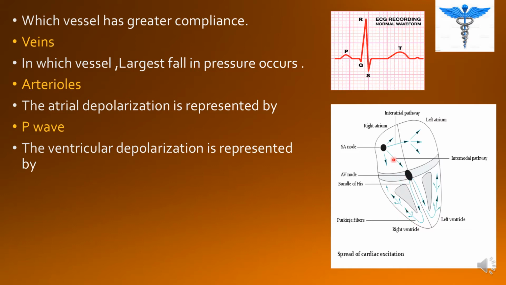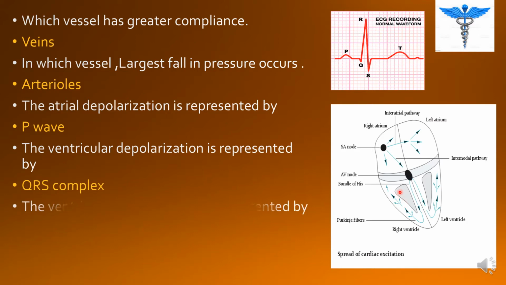The atria contract and pour blood into the ventricles through the atrioventricular valve, and then the ventricle depolarizes and starts to contract. As this is the right ventricle, it will transmit this blood through the pulmonary semilunar valve, right? So here you can see the QRS complex, this shows the ventricular depolarization, right?